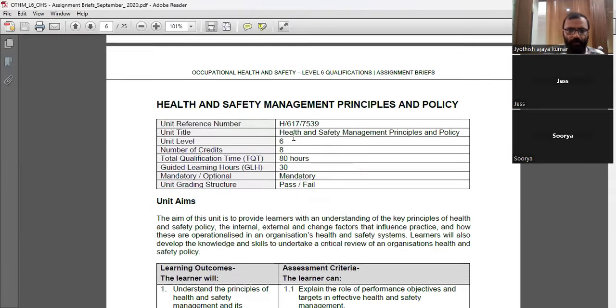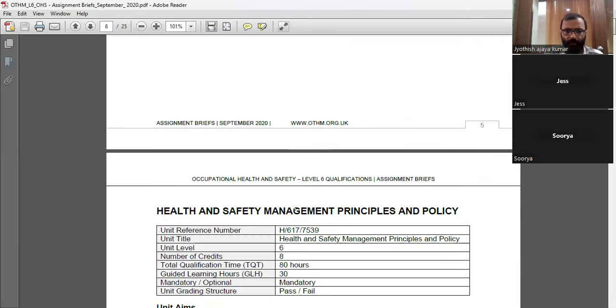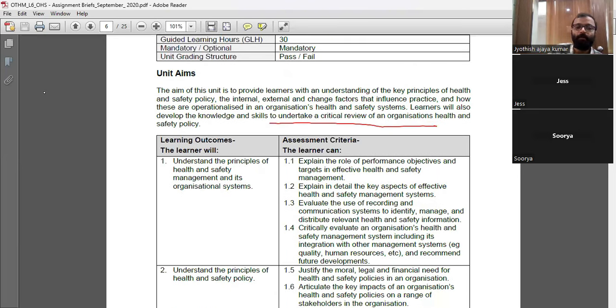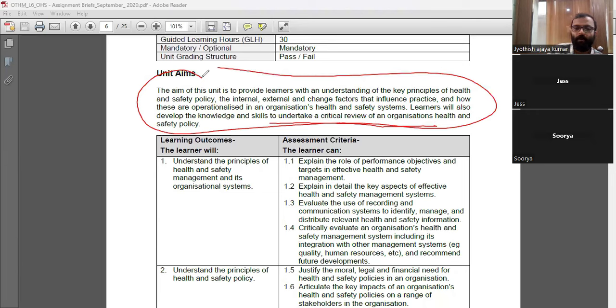So let us start with the first unit. The first unit is health and safety management principles and policy. So what is the aim of this unit? The aim of this unit is to provide learners with an understanding of the key principles of health and safety policy, the internal and external factors that influence practice, and how these are operationalized in an organization's health and safety systems. Learners will also develop the knowledge and skills to undertake review.